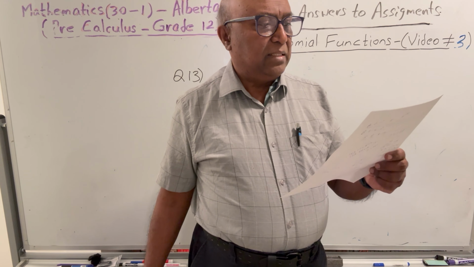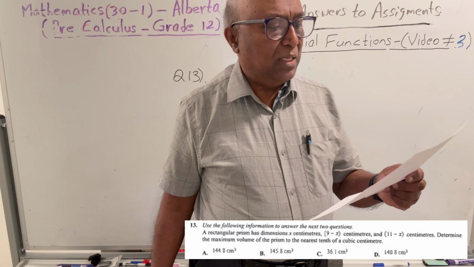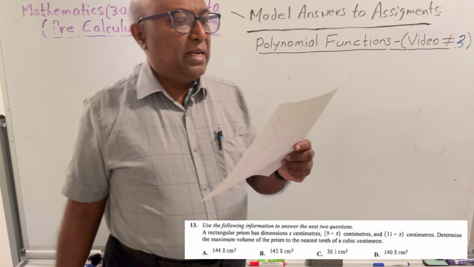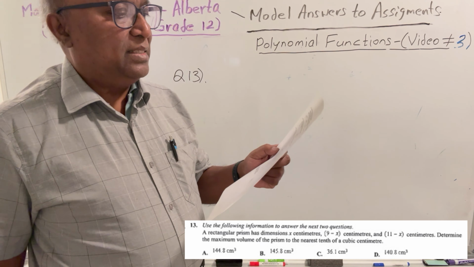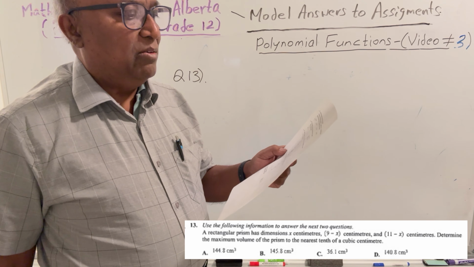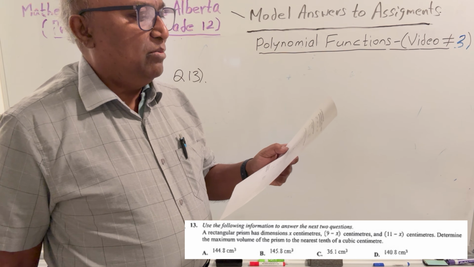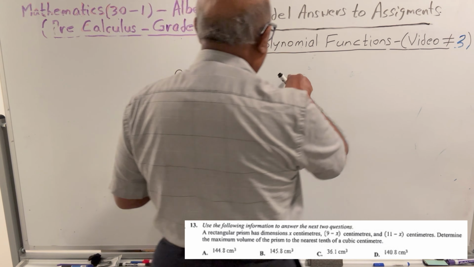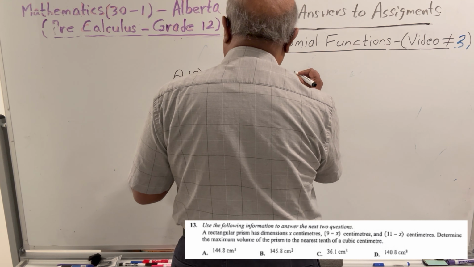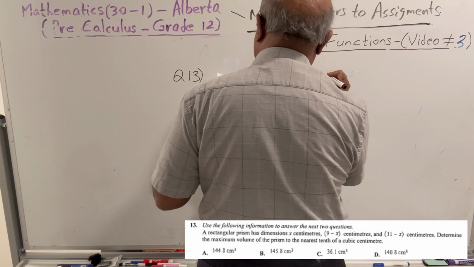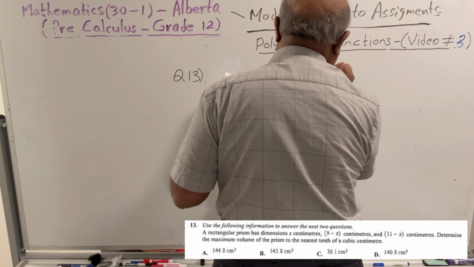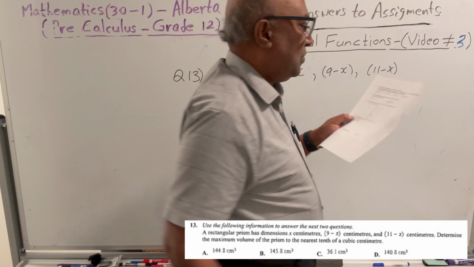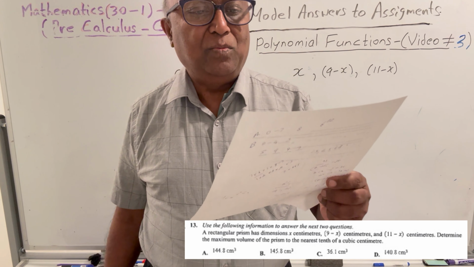Question number 13 says, use the following information to answer the next two questions. A rectangular prism has dimensions x centimeters, 9 minus x, and 11 minus x. Determine the maximum volume of the prism to the nearest tenth of a cubic centimeter. Okay, the dimensions have been given for a rectangular prism: x centimeters, 9 minus x centimeters and 11 minus x centimeters. We have to find the maximum volume.